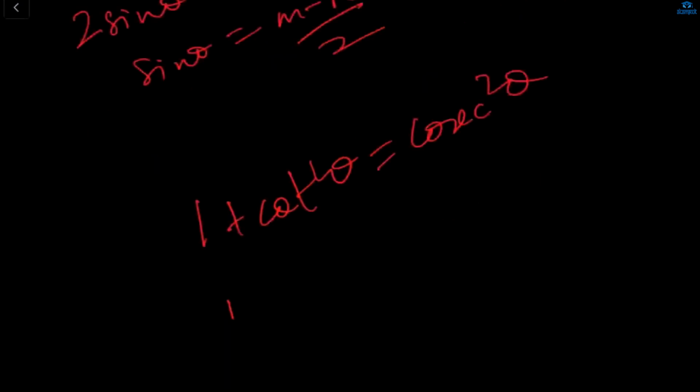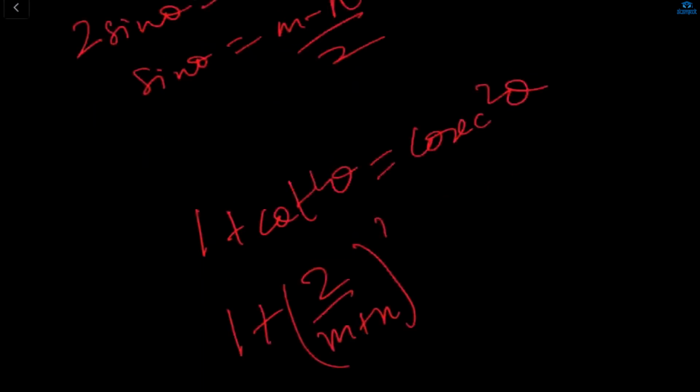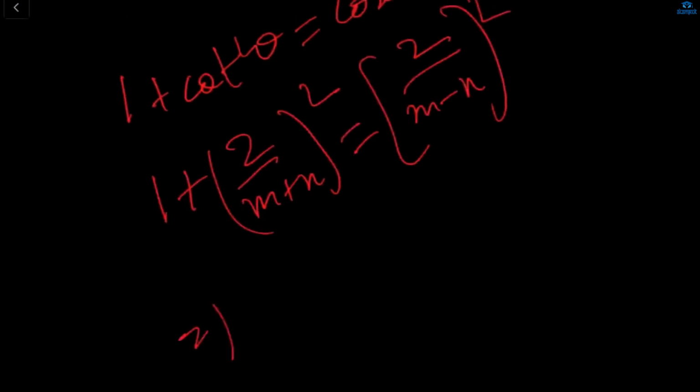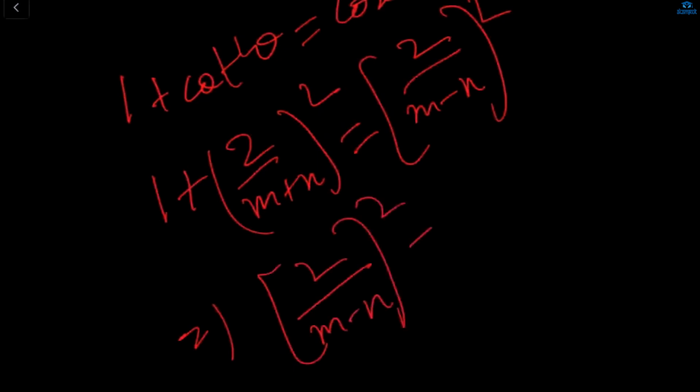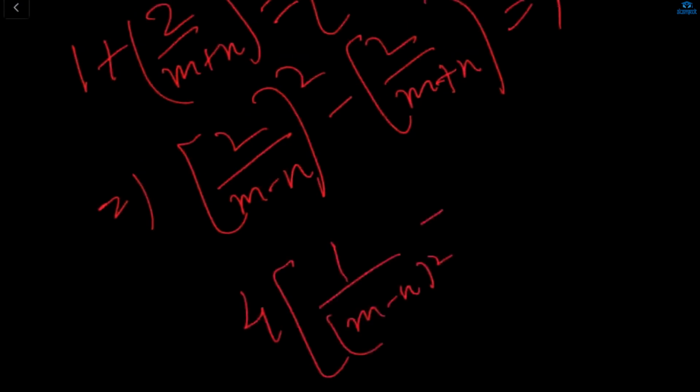So, 1 plus cot square theta is 1 plus 4 by (m plus n) whole square, equal to 4 by (m minus n) whole square. Or either you can take 1 on one side and then solve. So it will be 4 upon (m minus n) whole square minus 4 upon (m plus n) whole square is equal to 1. Squaring, you get 4 times 1 upon (m minus n) whole square minus 1 upon (m plus n) whole square is equal to 1.